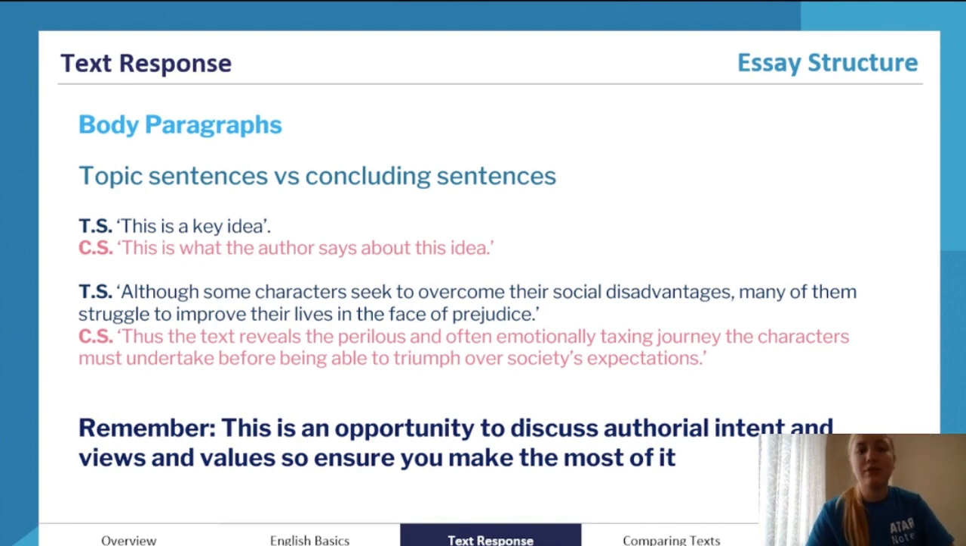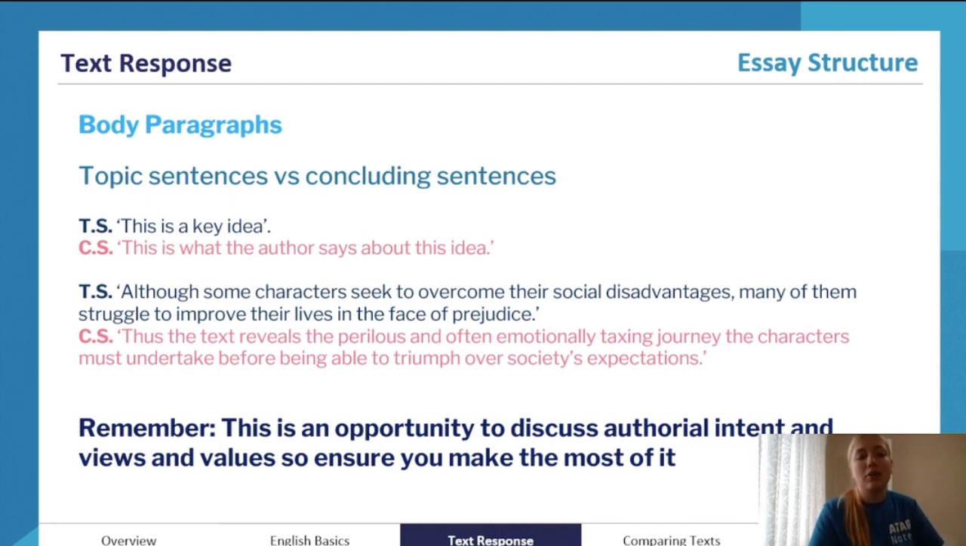An explanation of what our topic sentences versus concluding sentences should look like. They are connected. So your topic sentence says, "This is my key idea." And your concluding sentence should be saying, basically, in a nutshell, this is what the author says about the idea that I presented in my topic sentence. This is their message with regards to what my argument is.